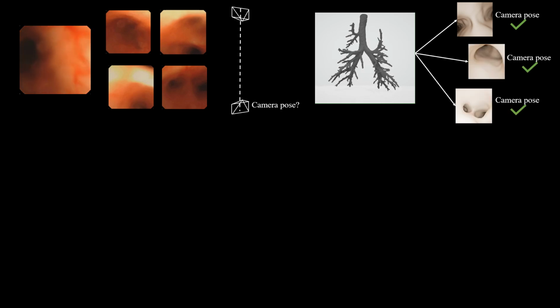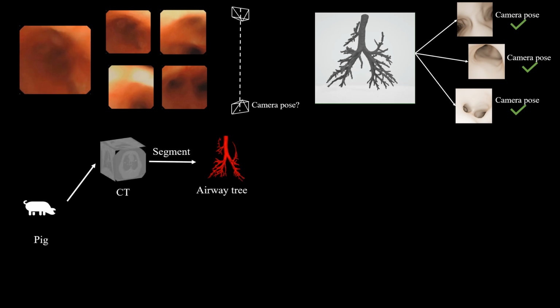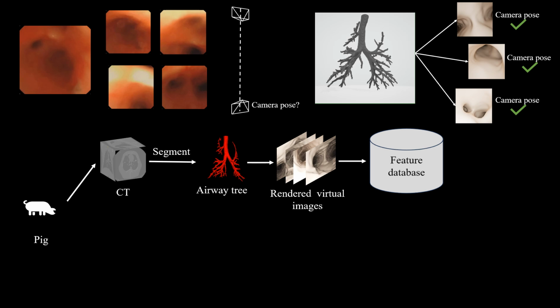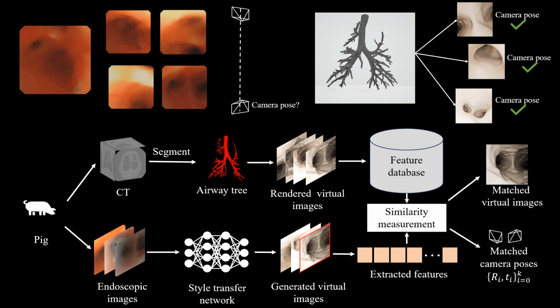In this work, we propose a novel endoluminal navigation method based on domain adaptation. Specifically, during the preoperative phase, the airway tree is segmented from the CT images, generating a large database of virtual representations. These virtual images can be compared with each intraoperative image based on similarity, allowing the identification of the closest match. The camera poses corresponding to these matched virtual images are assumed to represent the camera poses for the intraoperative images.